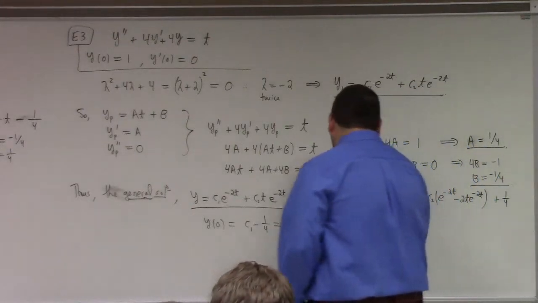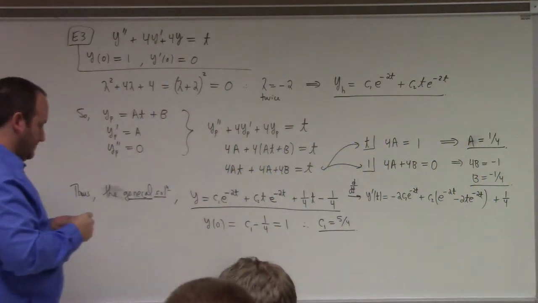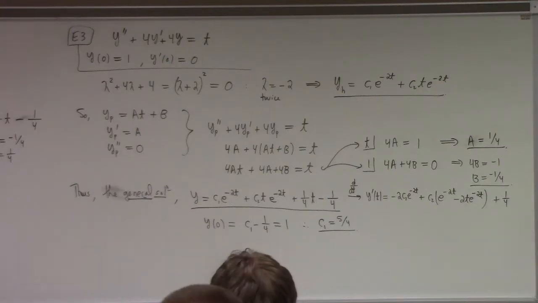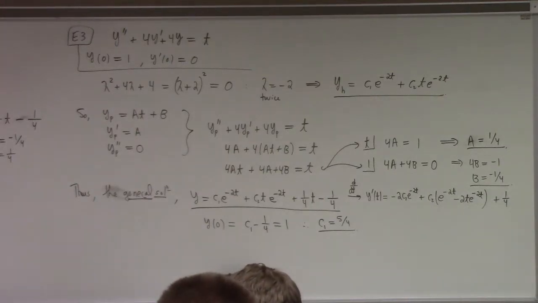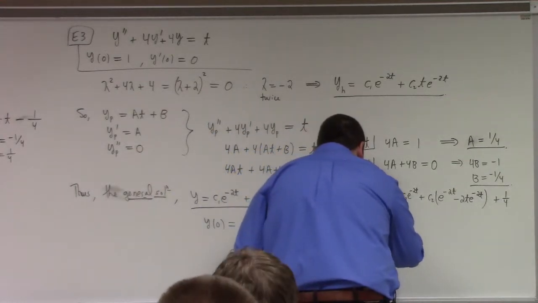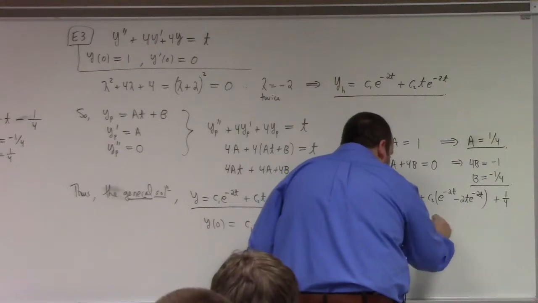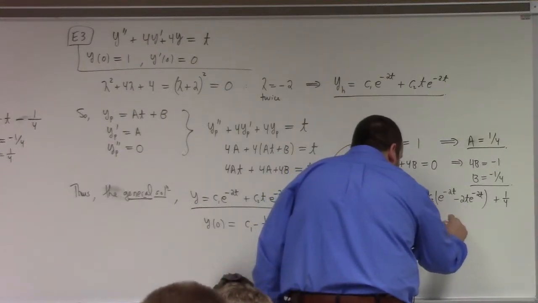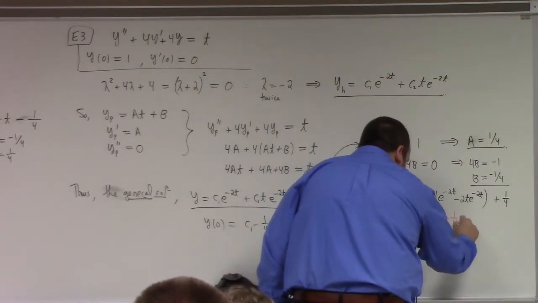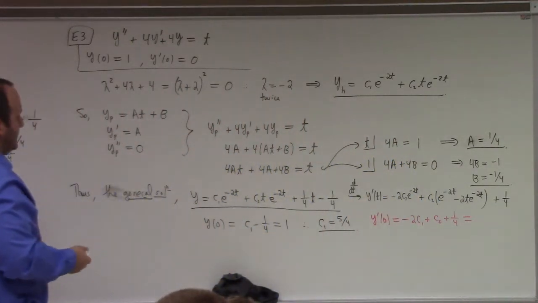So I differentiated. Now we plug in 0 into the derivative. What does that give us? We got minus 2 C1 plus C2 plus 1/4 equals what? What was it given to be? 0. Okay, good.